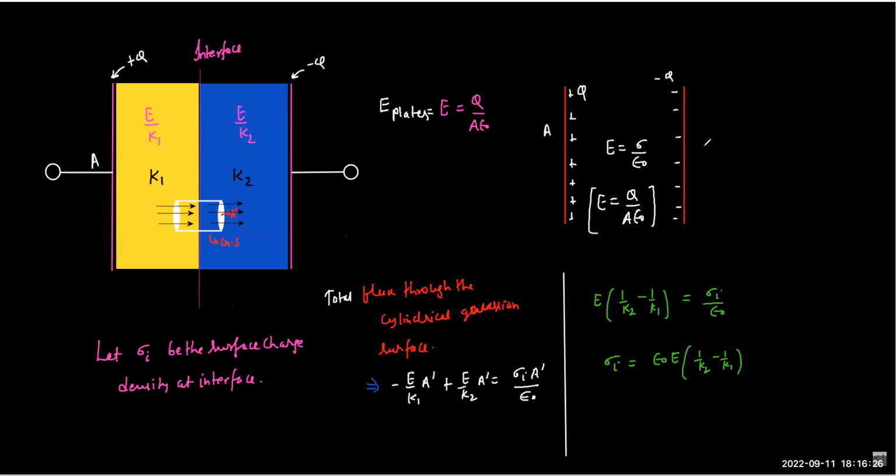And we know from the above question that epsilon naught into E must be equal to sigma, which is the actual surface charge density of the plate. So sigma I is sigma plate into 1 by K2 minus 1 by K1. And depending on K2 and K1, sigma I can be positive or negative. So the interface may have a positive or a negative charge; this equation will decide. Is it clear?